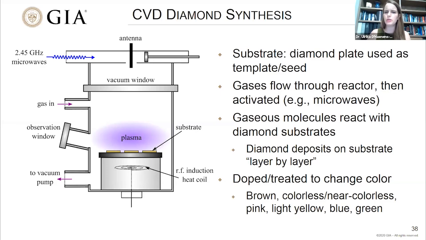It actually glows. And these molecules are then able to react with the diamond substrates and effectively photocopy the structure beneath them. So you get layer by layer growth. Atom by atom, you get new diamond growing upwards. Depending on the impurities in the system, for instance, if they introduce certain chemicals, or if they do some sort of treatment afterwards, you can have the full range of diamond colors as well.